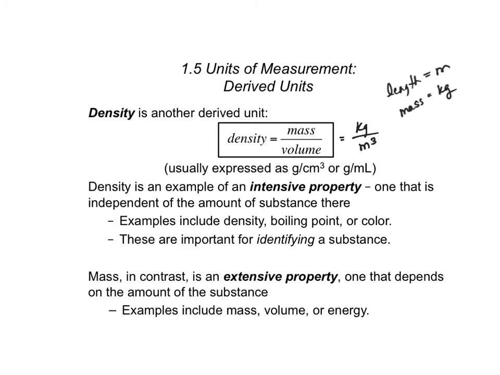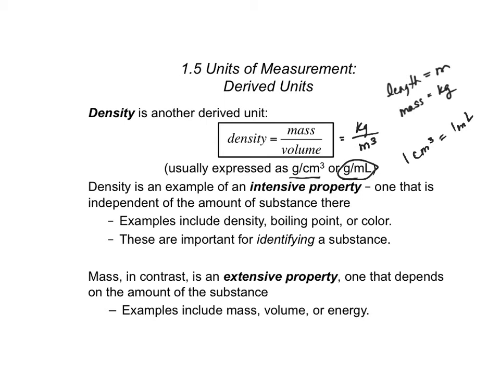But frequently, instead of using kilograms per meter cubed, we will be measuring density in terms of grams per centimeter cubed, as well as grams per mL, because again, 1 centimeter cubed is equal to 1 milliliter. Okay, so when we measure density of stuff, we usually do it in grams per milliliter. Okay? All right, so with respect to density, this again is another derived unit.